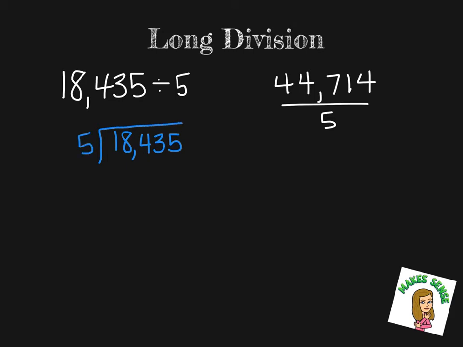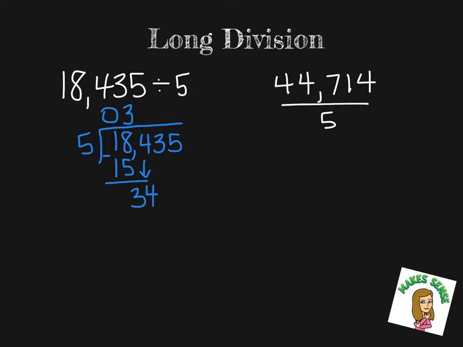Can 5 go into 1? 0 times. Can 5 go into 18? Yes. 5 times 3 is 15. Subtract. 18 minus 15 is 3. Bring down the next number to work with, which is a 4. Notice they're all going to wait for each other's turns because they're so polite.